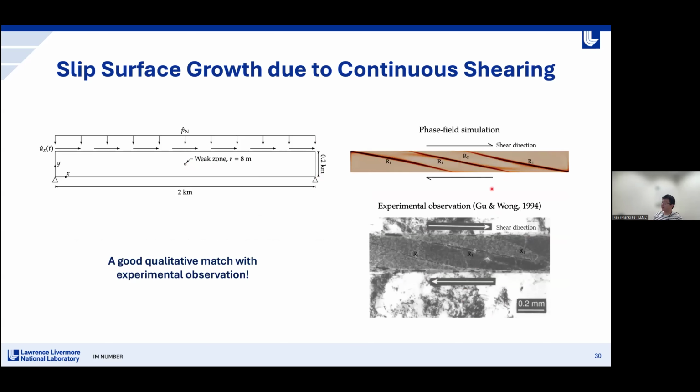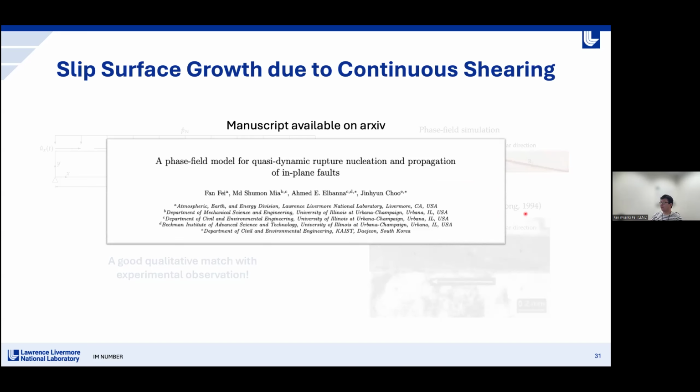We also compare the pattern of the resulting slip surfaces with that observed in the experiment, and you can see quite good qualitative agreement with the simulation they obtained in this paper. So for more details, you're welcome to check out our recent manuscript on this phase field modeling of the quasi-dynamic rupture, nucleation, and propagation of the in-plane faults, which is also currently available on arXiv.